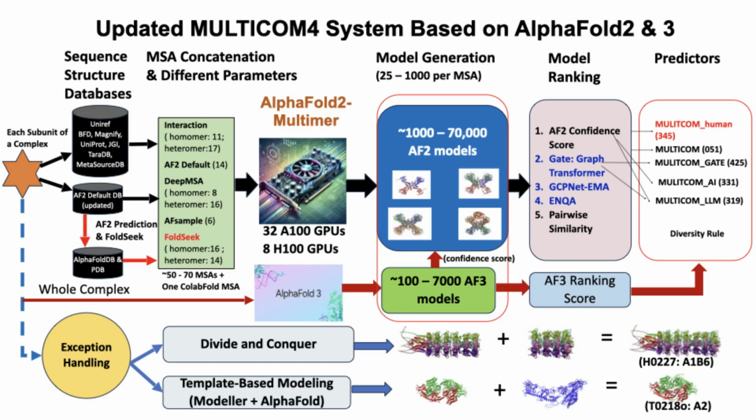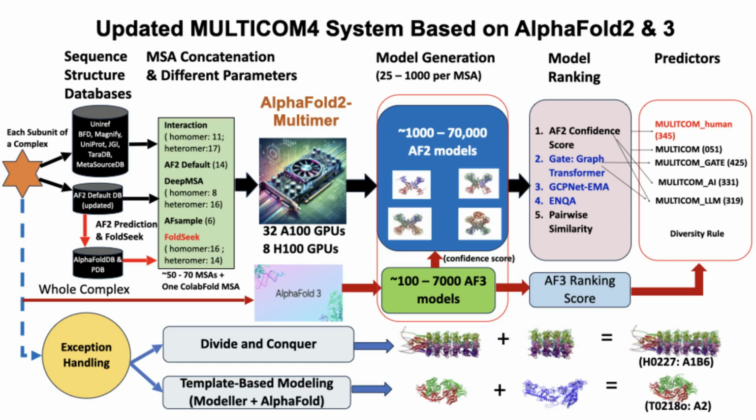Given a protein complex, we use the AlphaFold 3 web server to generate 100 to 7,000 AF3 models. Then we convert the predicted TM and ipTM scores into confidence scores, then combine them with AF2 models for the model ranking. We also think the AF3 ranking score is important, so we also use it to rank models, combined with our ranking methods to select the final 5 models.